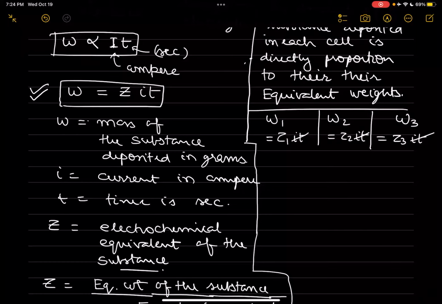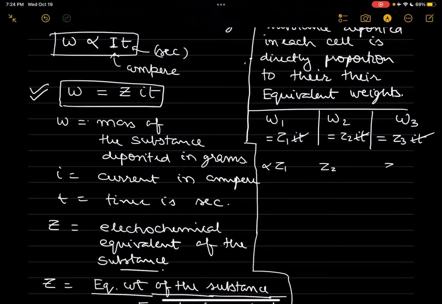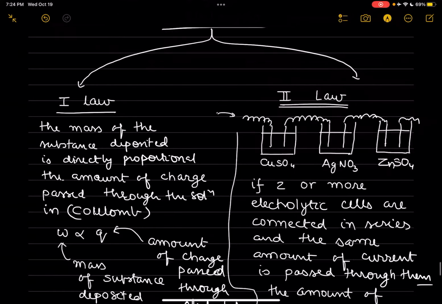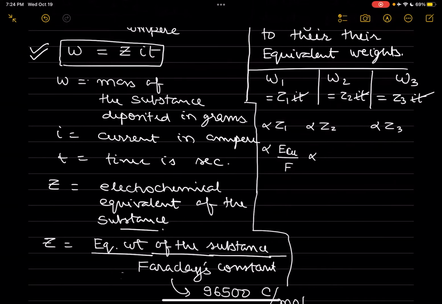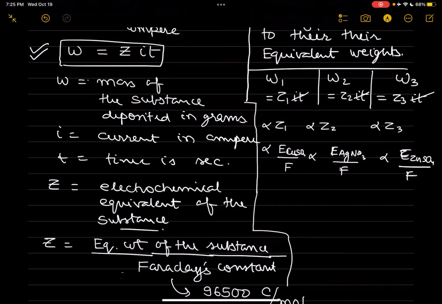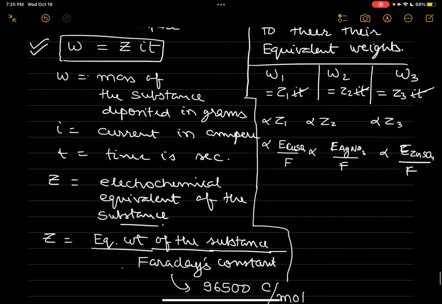So now you are left with what? Z1, Z2, and Z3. Because I and T were the same for all, that was not the variable, so I removed it. Z1 equals the equivalent weight of copper divided by F, because in the first cell you have copper. In the second cell you had silver nitrate, so the equivalent weight of Ag or AgNO3 divided by F. And in the third cell it was zinc sulfate, so the equivalent weight of zinc divided by F, because Z equals E by F. Clear? So now F is going to get cancelled because it is the same, right?